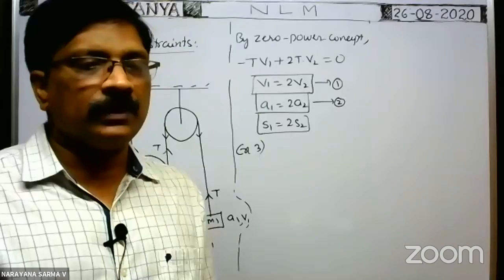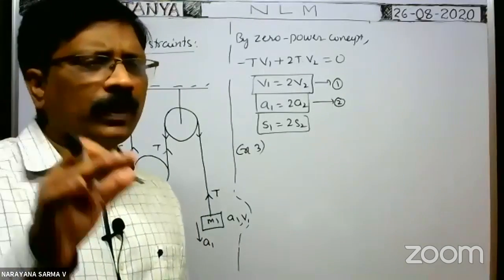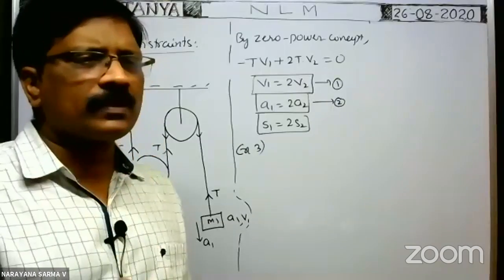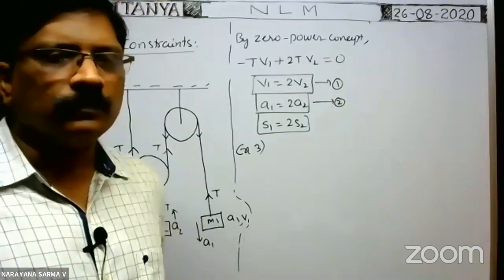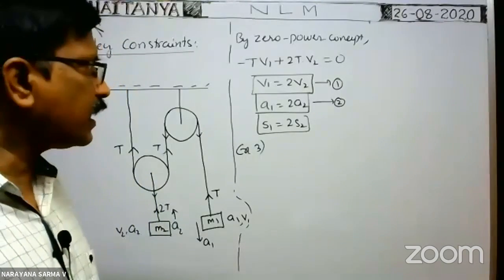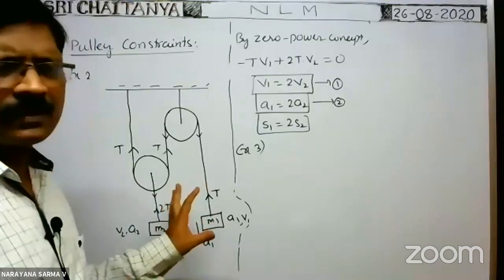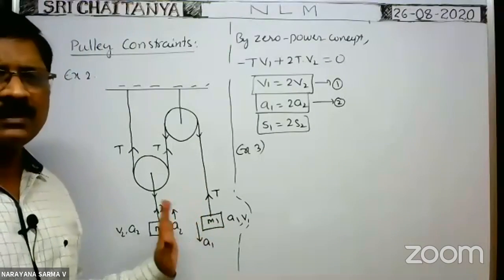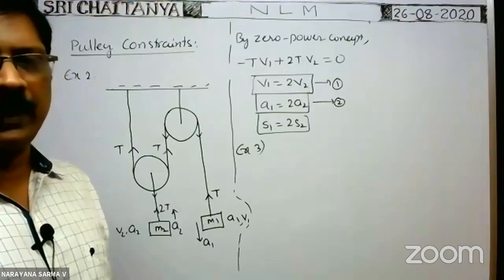Zero power: the total power consumed by tension on all the blocks in moving all the blocks in a system of pulley blocks is 0. m1 is having more velocity. Okay, whatever the velocities, the direction is important.